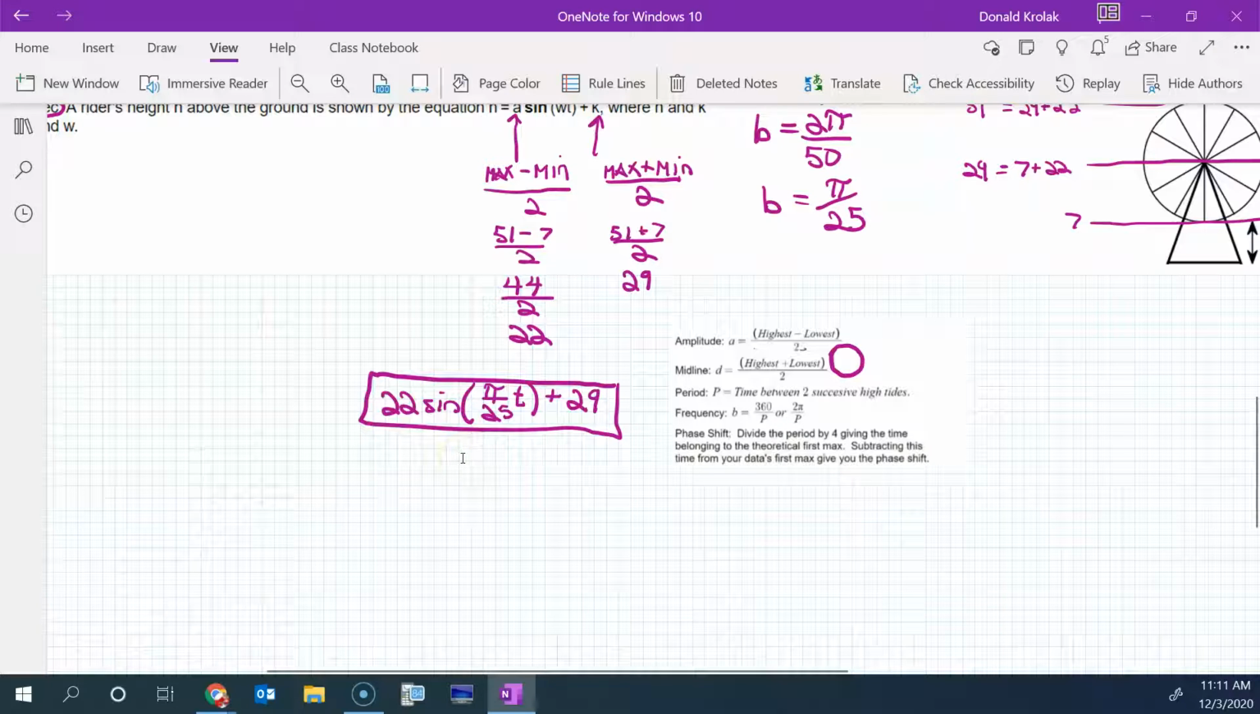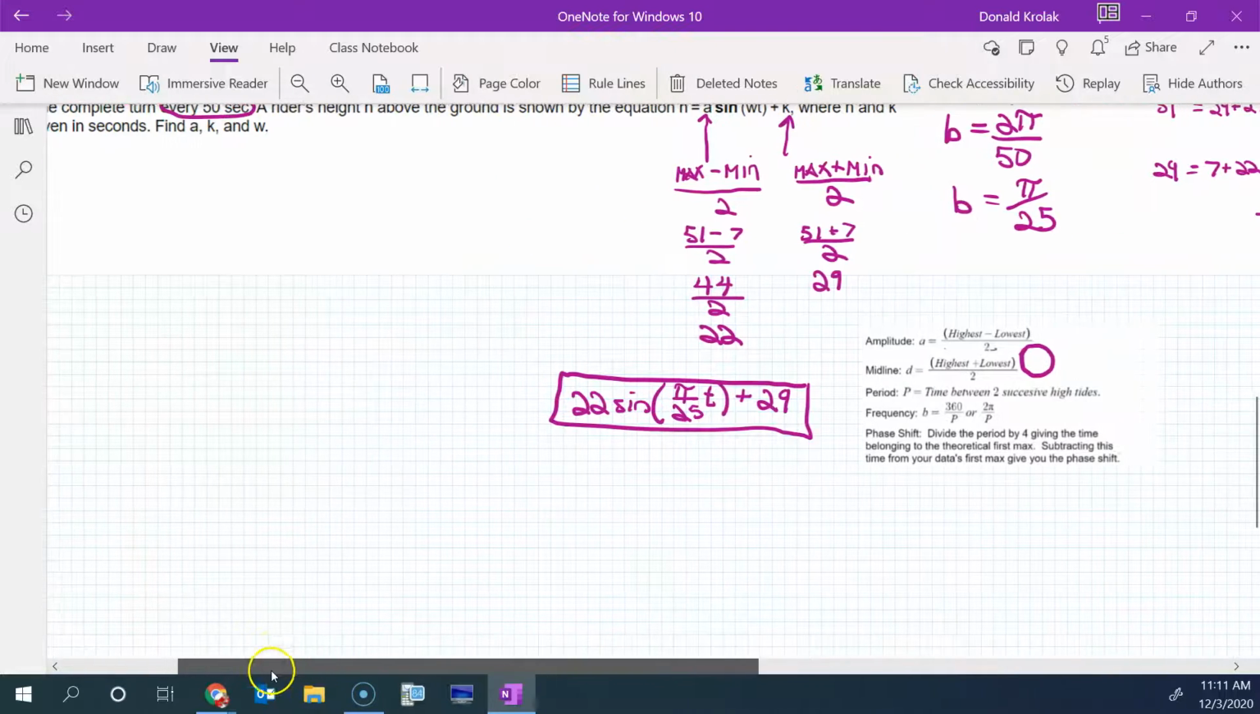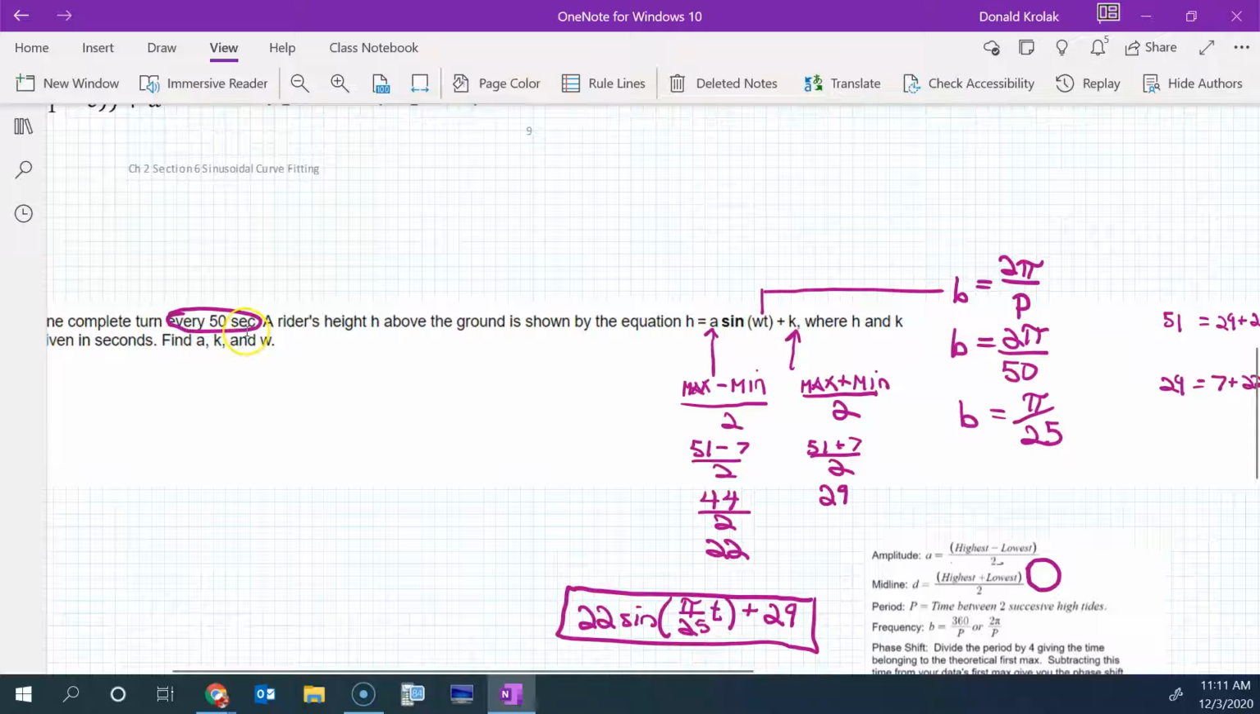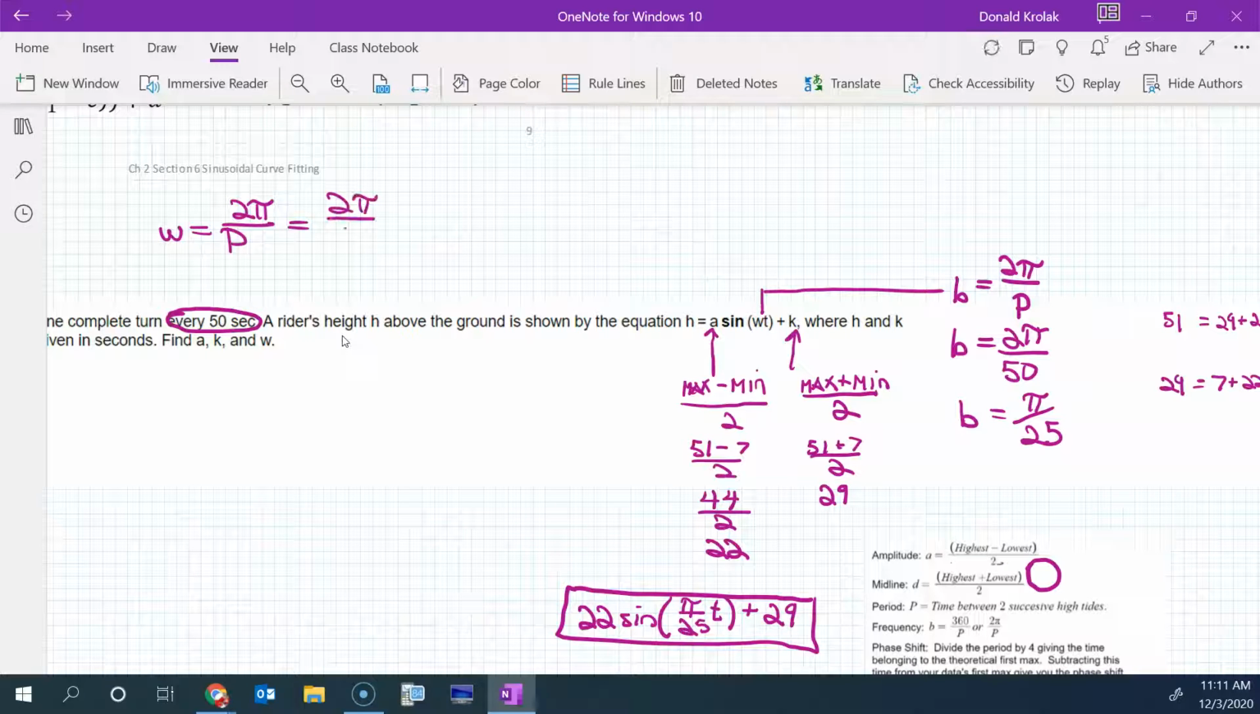What's your question? Okay, what's the problem tell you? How long does it take to go around? Every 50? Yeah, so that's P. So the frequency is equal to 2 pi divided by whatever your period is. So in this case, that's 50. That reduces to pi over 25. And there's no phase shift to worry about on this. So you don't have to worry about sliding it or anything.